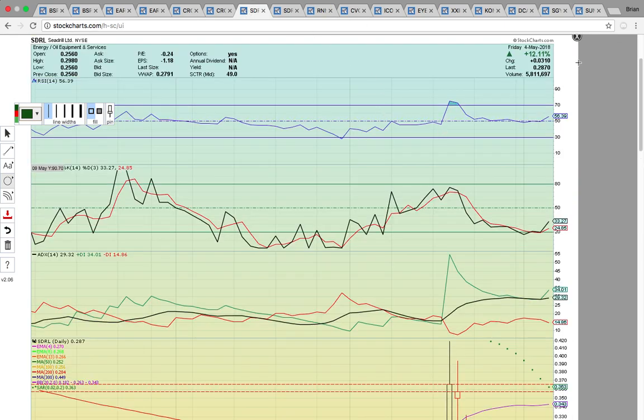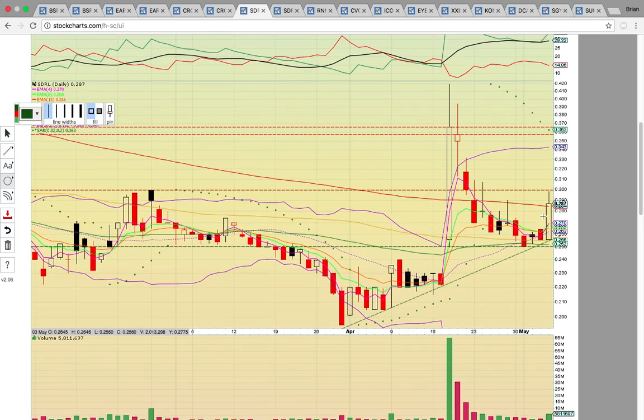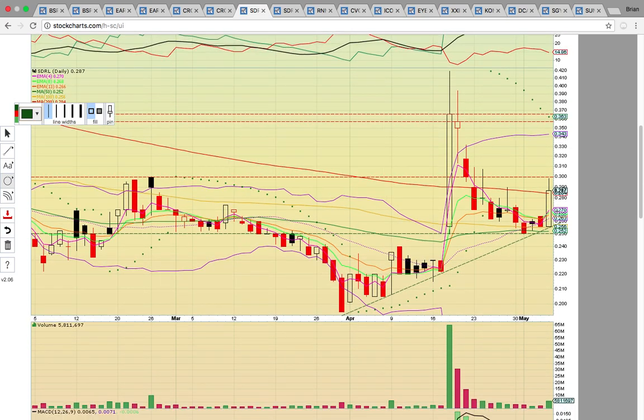Okay, let's look at SDRL. It closed up 12% on Friday. It's at 56 on RSI. Fasto's at 33, so it has a lot of juice in the tank to run. And notice how this one didn't have the long upper wick. This was one of the plays in our chat. We did mention the other ones as well, but it seemed like people were kind of liking this play.